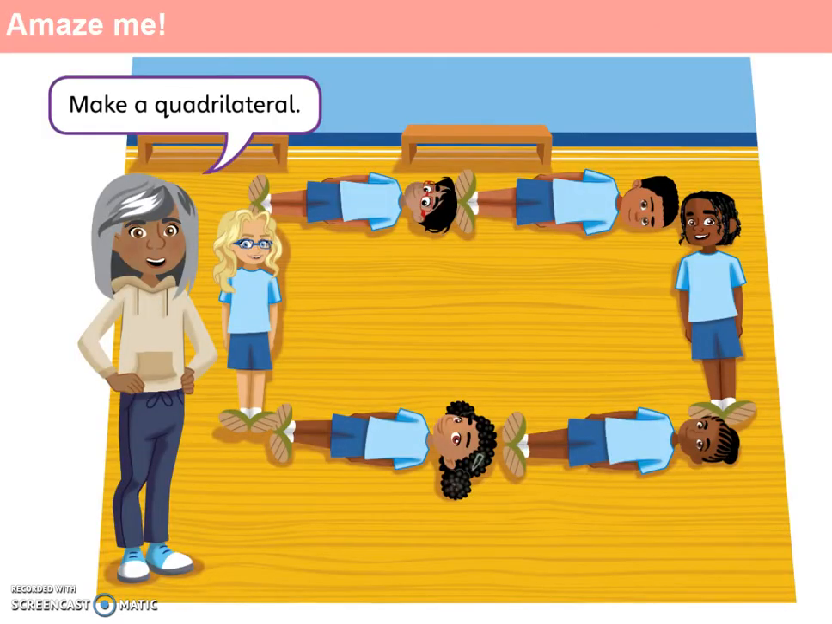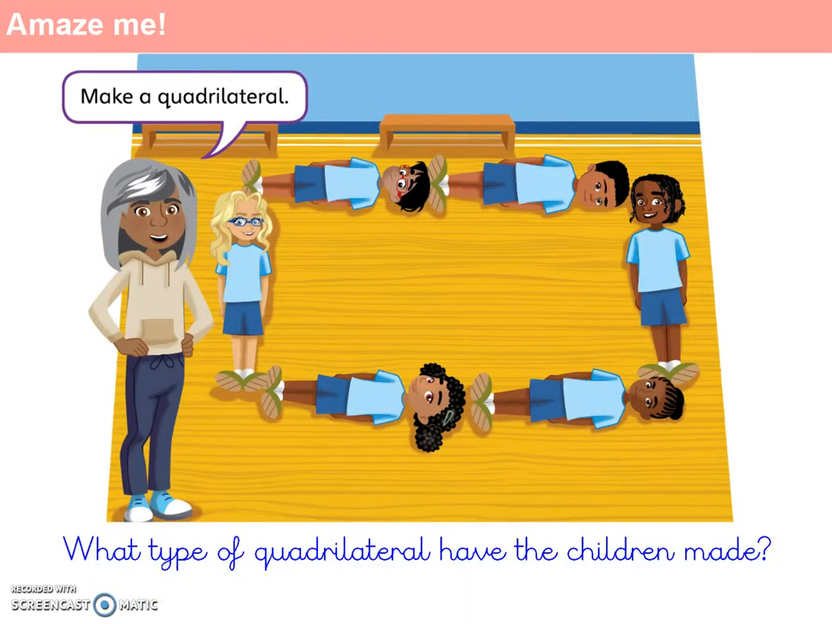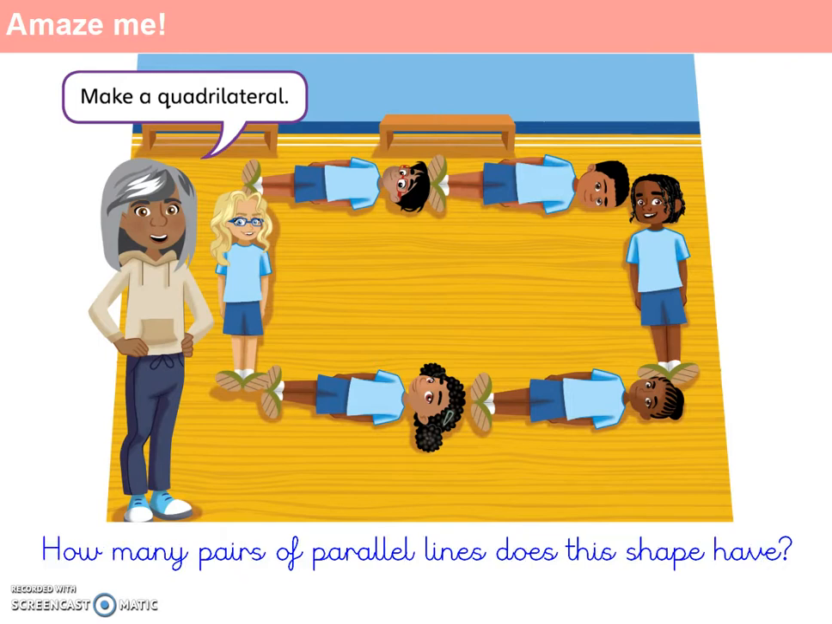Turning to our textbook, we can see that our first problem relates to a PE lesson in the hall and the activity that the children are currently doing. We can see that the teacher has asked the class to make a quadrilateral, and question 1a asks, what type of quadrilateral have the children made? And how many pairs of parallel lines does this shape have?